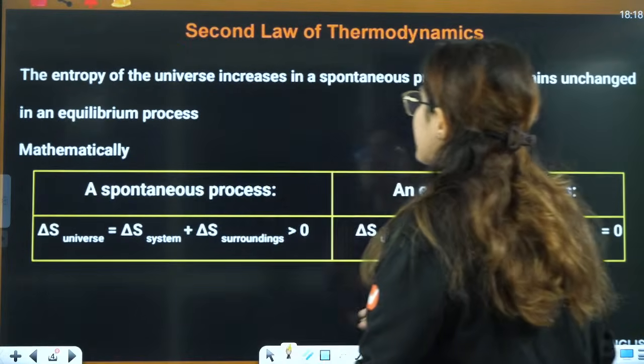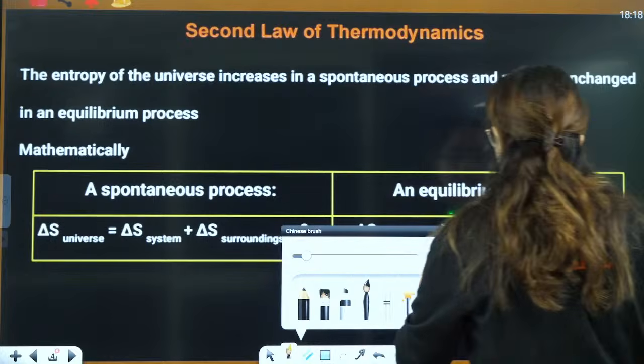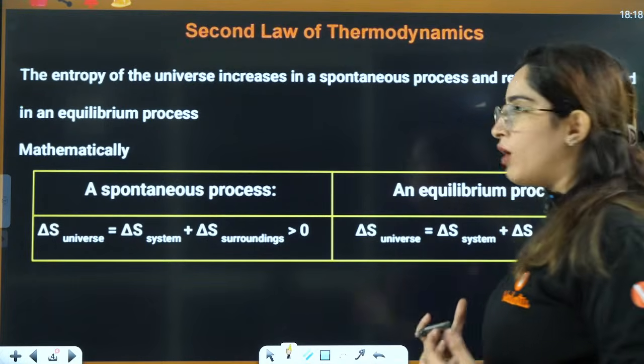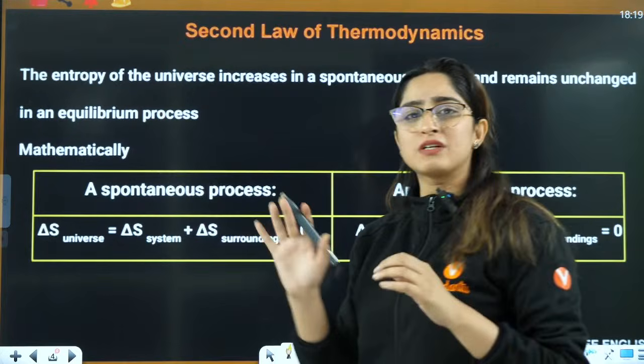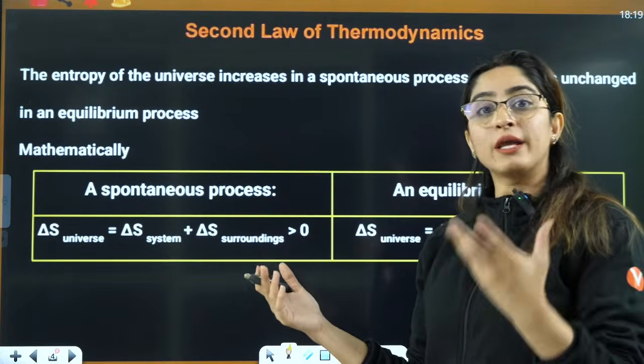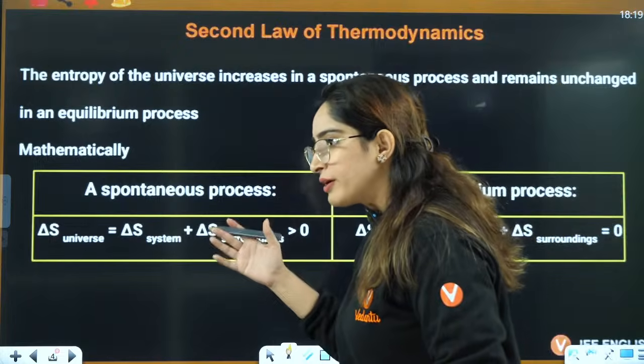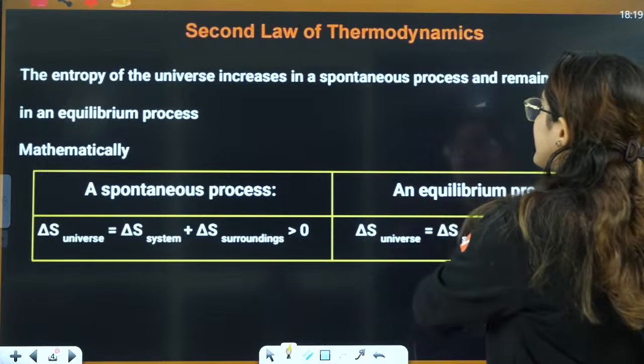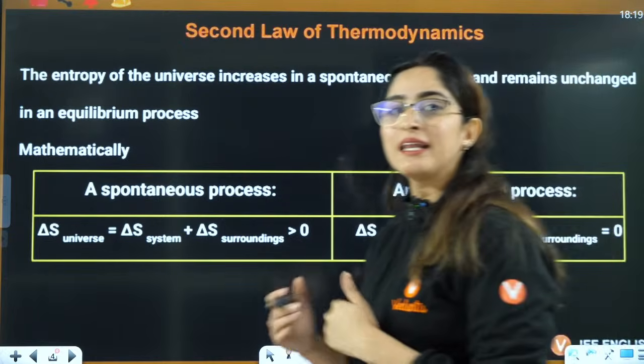Now, this second law of thermodynamics talks a lot about spontaneity. For that, we have already discussed entropy, so we'll discuss more in detail about that. The entropy of the universe increases in a spontaneous process.